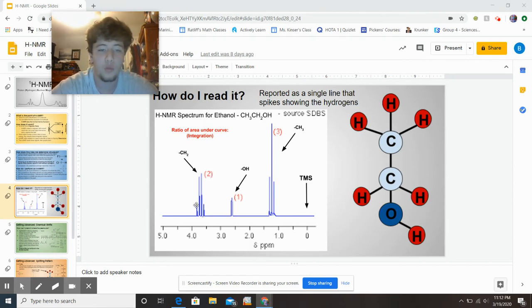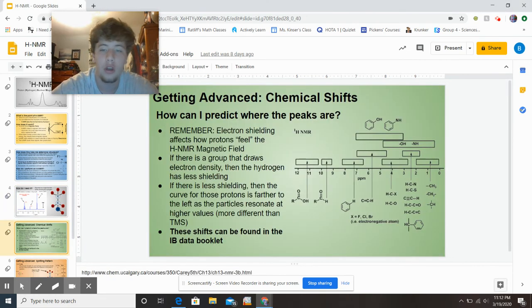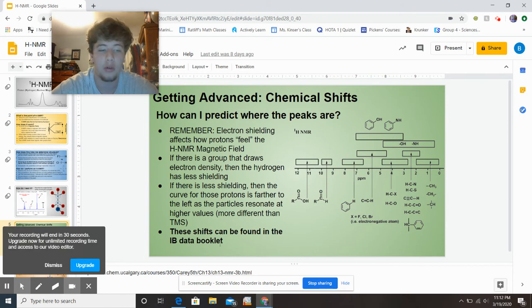You can determine where they are on the graph through the chemical shifts, which are going to be found in your IB data booklet. You're not going to be able to memorize where things are. You just have to look at the IB data booklet. It deals with that electron shielding. If something is shielded more than something else, then it changes where it is on the graph because it feels the magnetic field differently. And then we'll talk about the rest on the next recording.